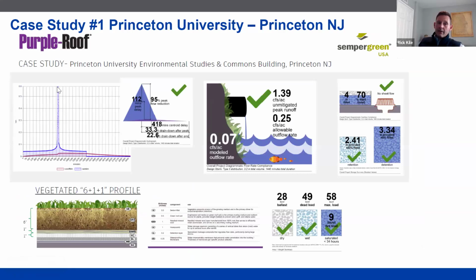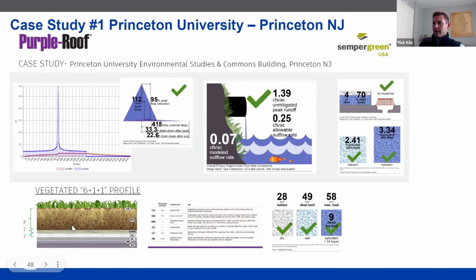And so you can see how this would surcharge the stormwater infrastructure at the time of the storm event. And if this building, along with all the other buildings in the same area, are doing the same thing, that results in flooding. By reducing that peak flow and really, as Purple Roof would say, flattening the curve, we're slowly releasing that so that the stormwater infrastructure can manage it in place.